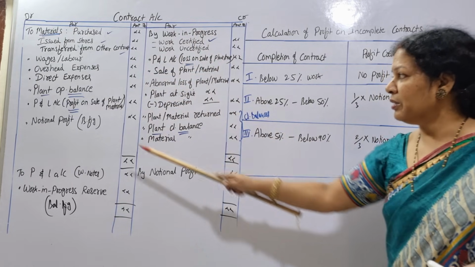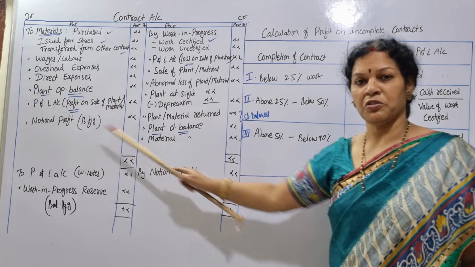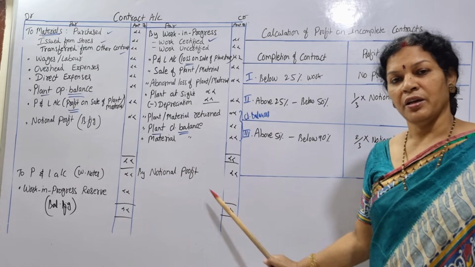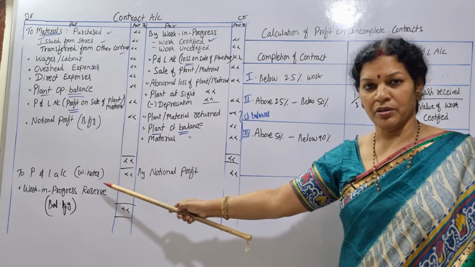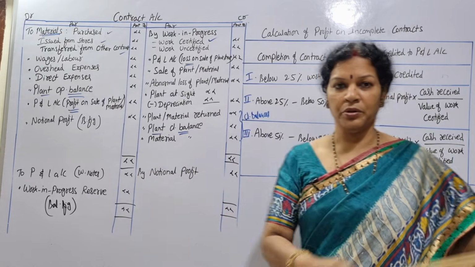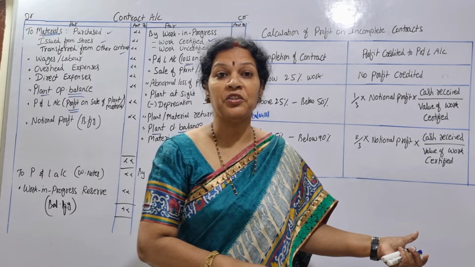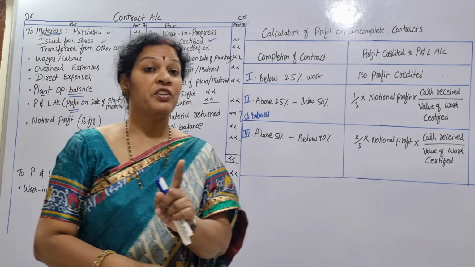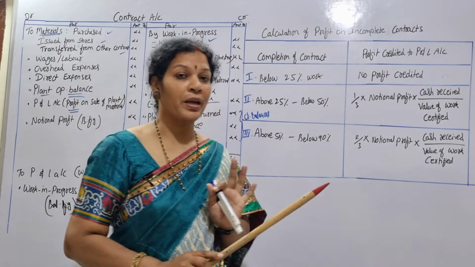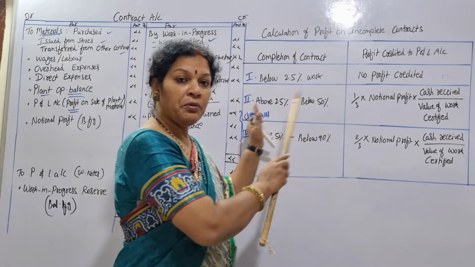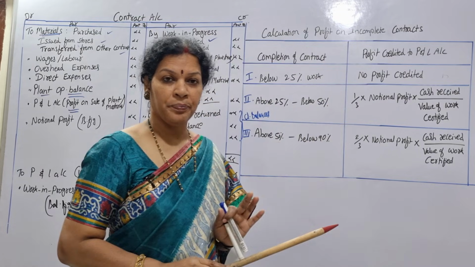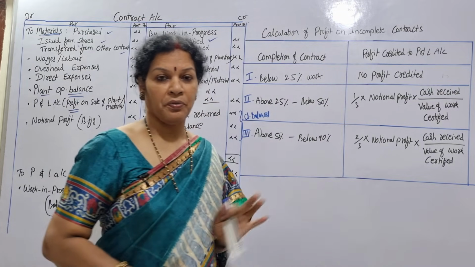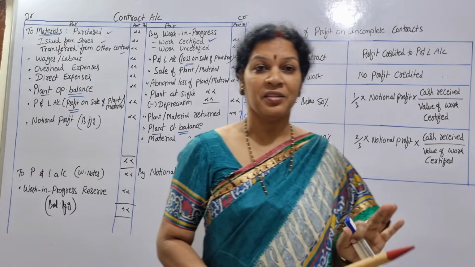Once you calculate, you'll get the notional profit. Transfer the notional profit to the credit side. And here you are going to get the profit and loss account calculations. How do you do it? Based on the work completion. How much work is completed? According to that, you take the formula. If it is below 25%, no calculation. 25 to 50%, the 1/3 formula. 50 to 90%, the 2/3 formula. That's all.